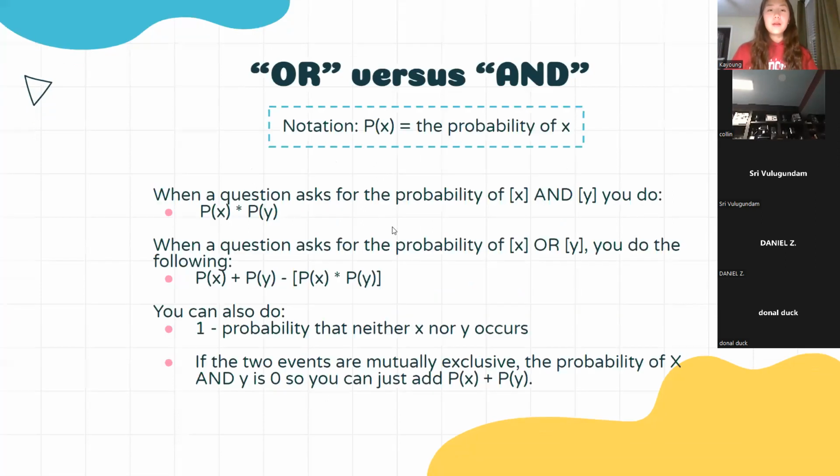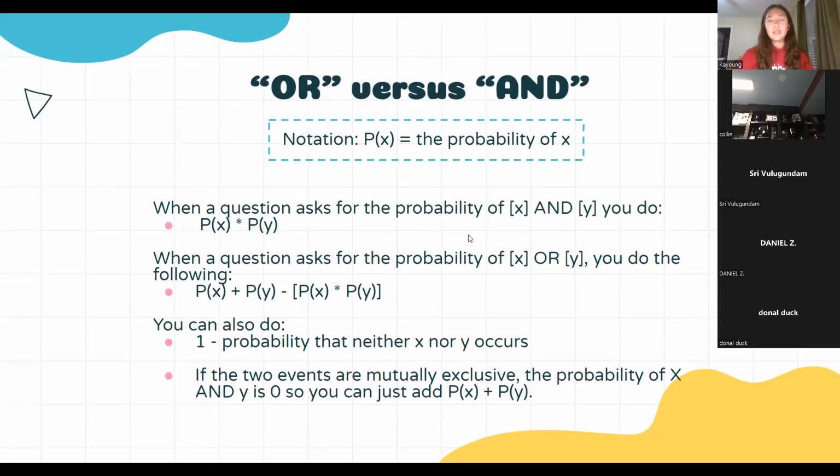Okay, so this is something you might want to write down. When a question asks for the probability of x and y, you multiply. So for and, you multiply. For or, you add. And then this part is kind of difficult to understand. Basically, in certain situations, you have to subtract the multiplied part, because you are overcounting. I don't want to get into it too much, but you should just know it like this.